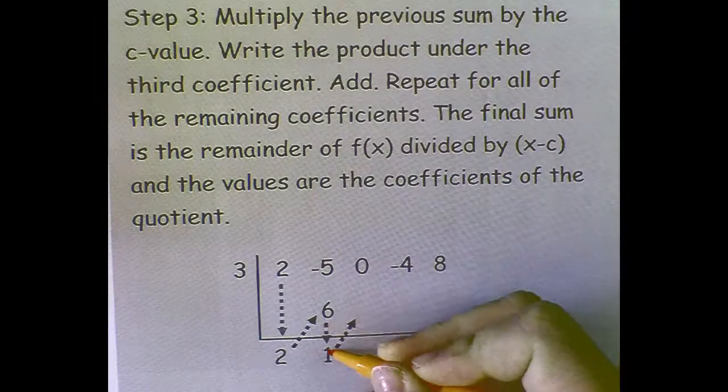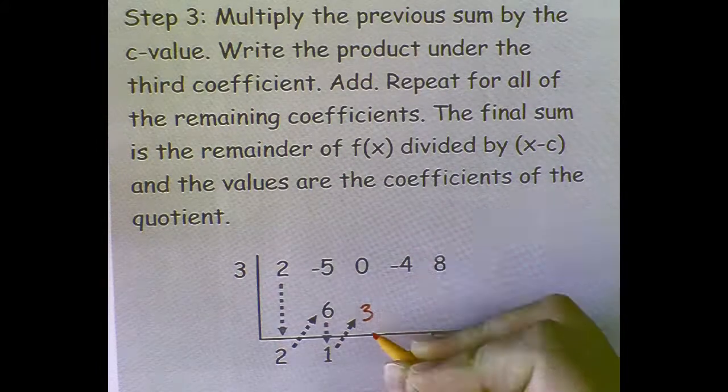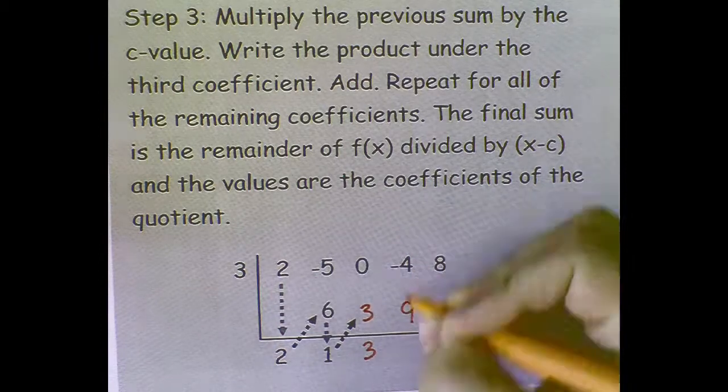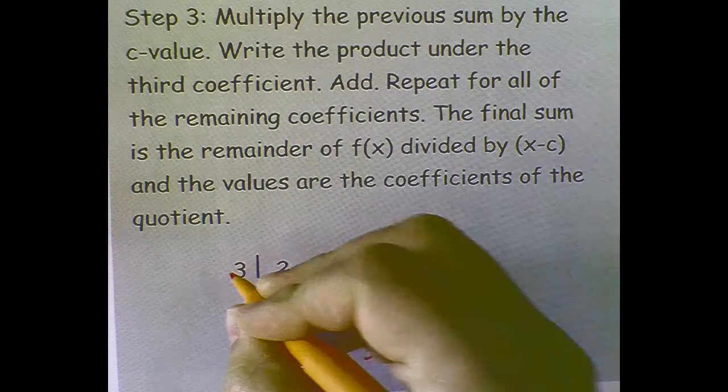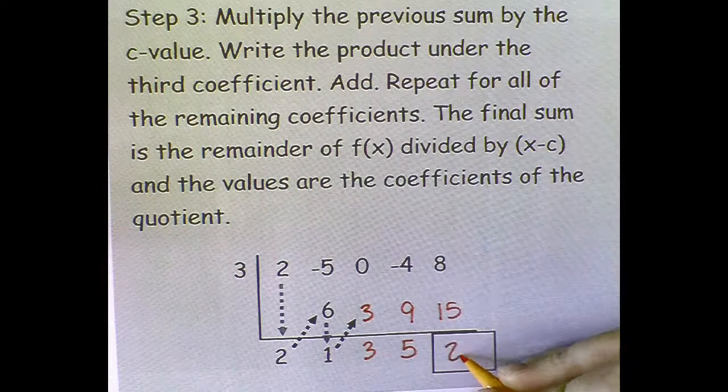So we added, we got 1. We take our 3 times our 1, we get 3. We add straight down, we get 3. We multiply. 3 times 3 is 9. We add, we get 5. We multiply. 5 times 3 is 15. We add, we get 23.